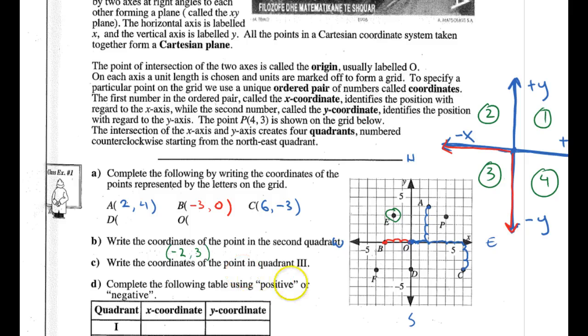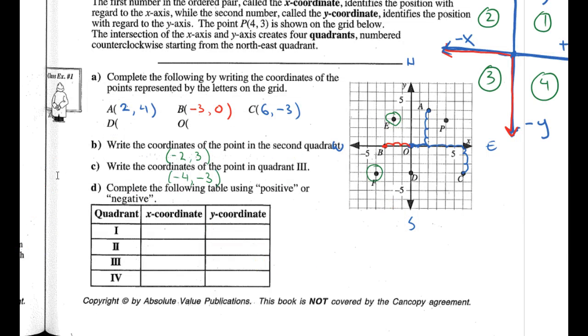Write the coordinates of the point in the third quadrant. That's this point here. It would be -1, 2, 3, 4, and down 3, negative 3. Okay, now let's look at this table here.